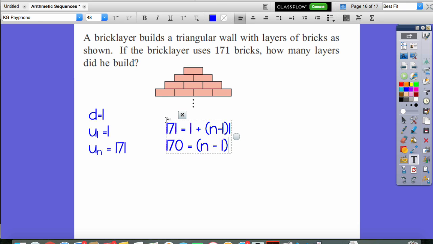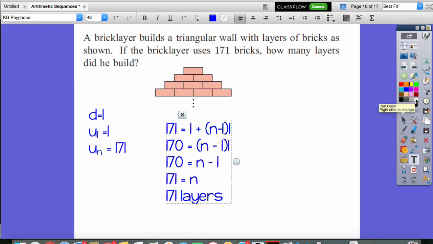Well, we all know that that's just 1. So 170 equals n minus 1. So we found out that he builds 171 rows, or layers. I know you're probably like, well, that was easy to do, Ms. Anderson. Well, I get that, but sometimes the problems might not be as straightforward, but you still need to make sure you go through the processes to help you answer that one, okay?